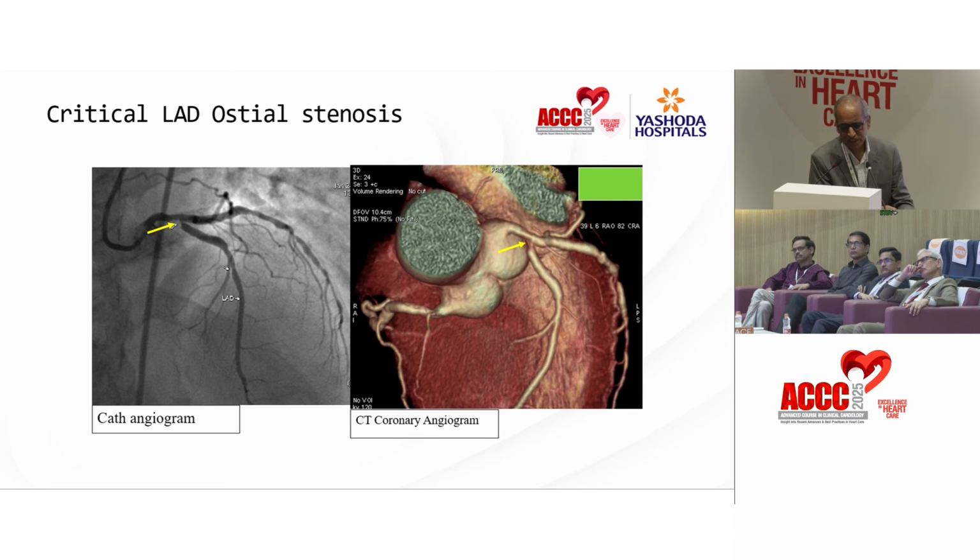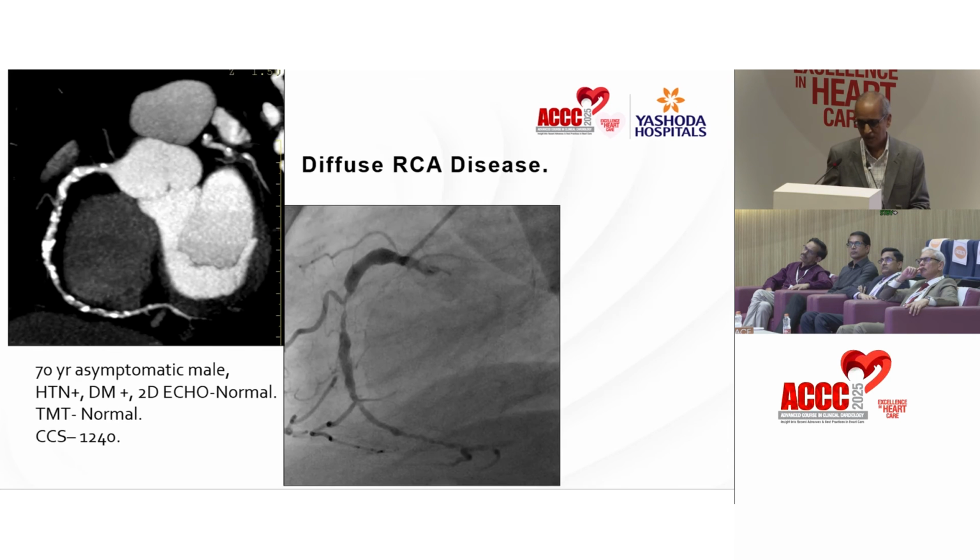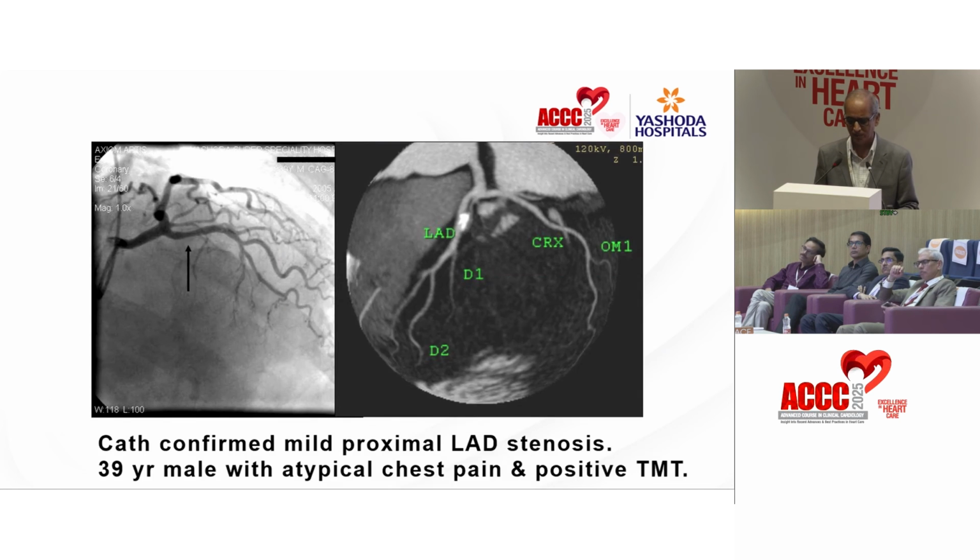So, comparisons: a catheter angiogram and a CT coronary angiogram showing a critical LAD ostial stenosis. Again, a cath and a CT angiogram correlation showing significant ostial stenosis of the LAD. And this is a diffuse RCA disease, which shows that there is extensive calcification in the artery, and this could be a major limitation in exactly identifying the disease. You can see that the CT angio under-reports the extent of stenosis, whereas the catheter angio shows the luminal narrowing in much more detail. So with a calcium score more than 400, we would not recommend doing a CT coronary angiogram. Instead, it's better you perform a catheter angiogram.